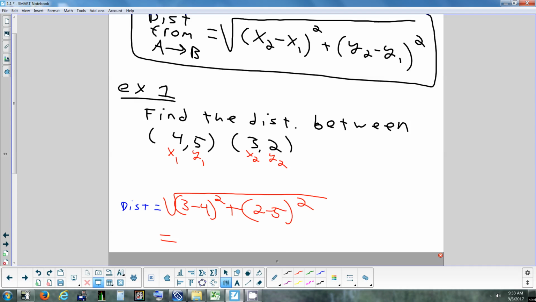Now, I said the order you do them in doesn't matter. You might be like, well, doesn't it make a difference if you do 3 minus 4 or 4 minus 3? It does, but then what are you going to do next that it wouldn't matter after that? Before you square root.